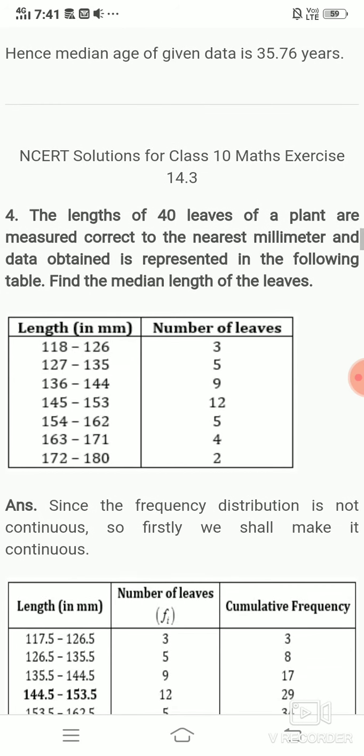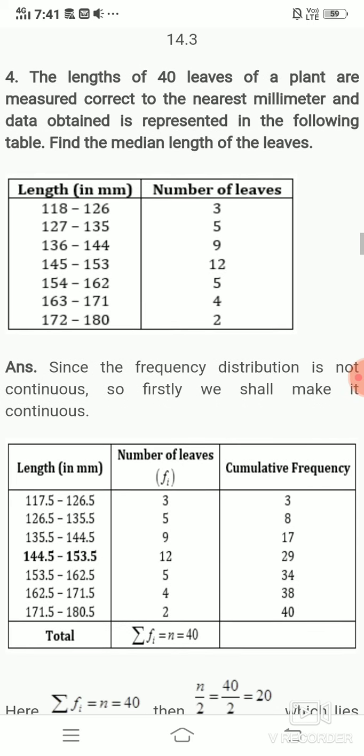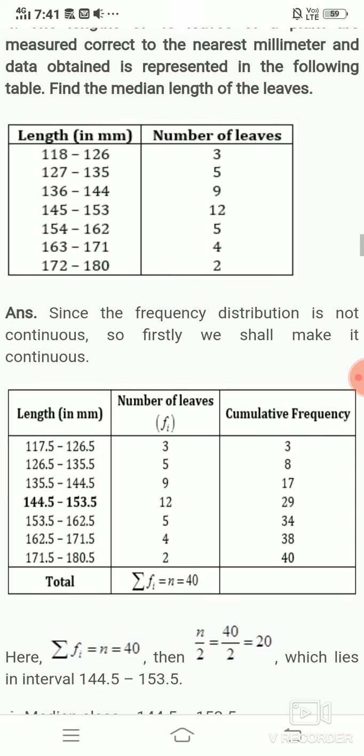Similarly, next find the median. It is directly given, but here 118, 126, like that, it's not in the continuous type. So you change it to continuous type by subtracting 0.5 from the lower limit of the starting class interval, and adding 0.5 to the upper limit. So 118 becomes 117.5 and 126 becomes 126.5, like that change.